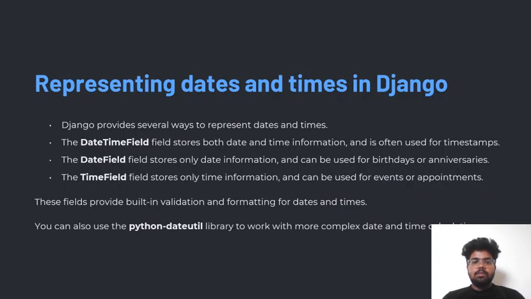Representing dates and times in Django. Django provides several ways to represent dates and times. The DateTimeField stores both date and time information and is often used for timestamps. The DateField stores only date information and can be used for birthdays or anniversaries. The TimeField stores only time information and can be used for events or appointments. These fields provide built-in validation and formatting for dates and times. You can also use the Python dateutil library to work with complex datetime functions.